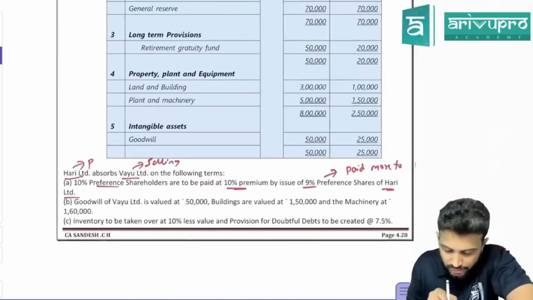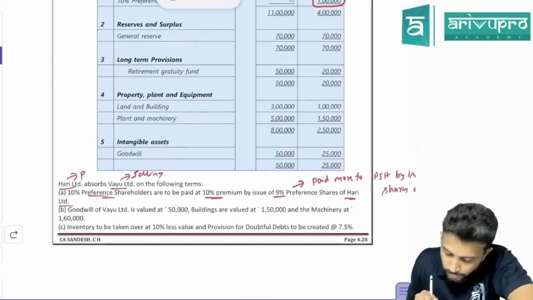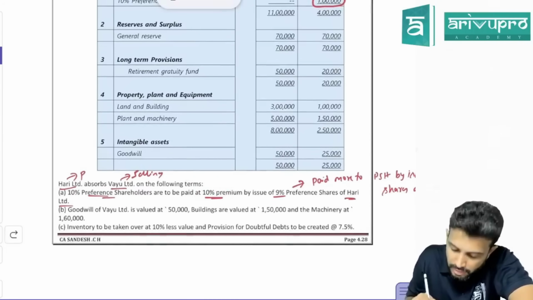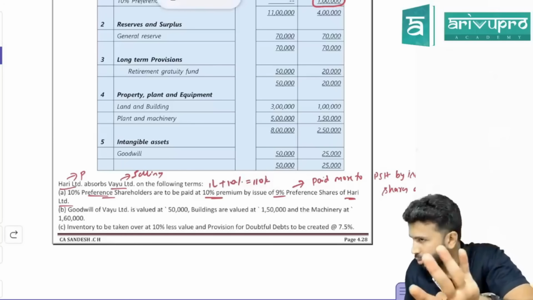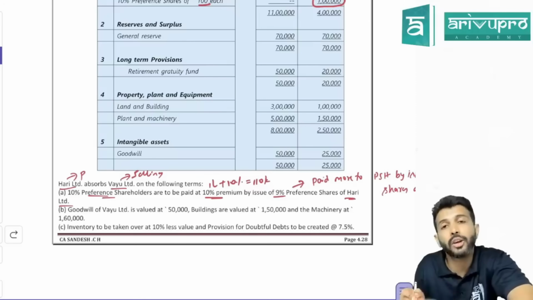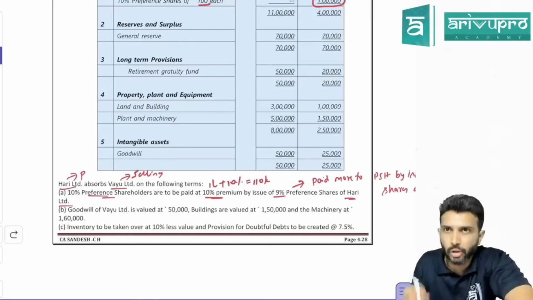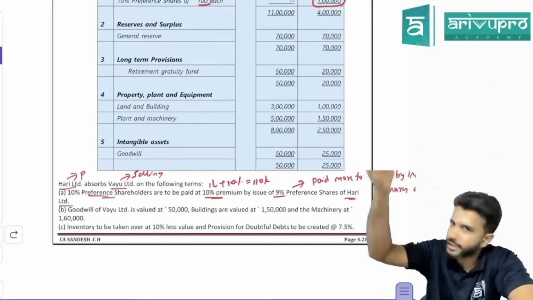Both the owners. So, here preference share capital is how much? 1 lakh. Now check this line once again. 10% preference shareholders, that is this 1 lakh, are to be paid at 10% premium. So are you paying 1 lakh to them or 1 lakh plus 10%? That means you are paying them 1 lakh 10,000. Correct. Negotiation: you could pay more or you could pay less. Here you are paying more. By what? You can pay this 1 lakh 10,000 by paying cash, new equity shares, new preference shares, whatever.